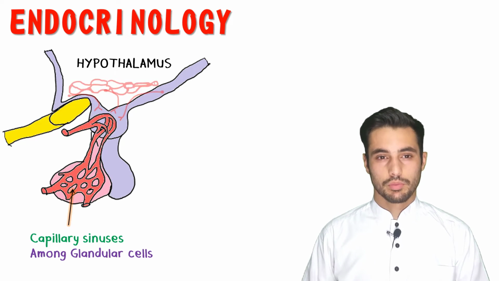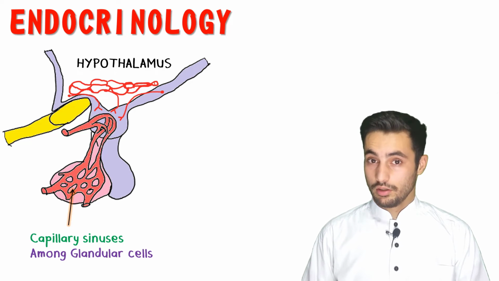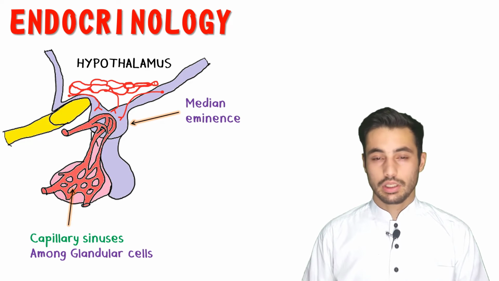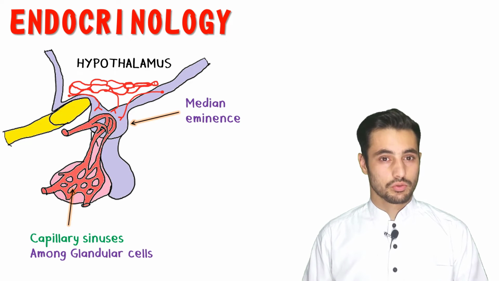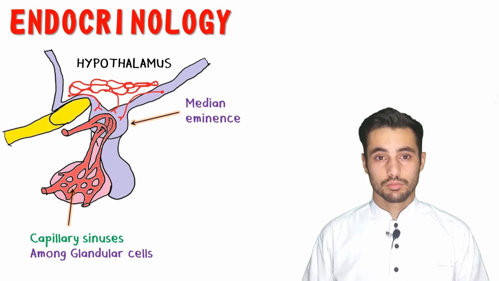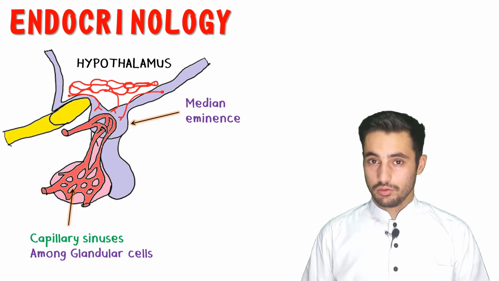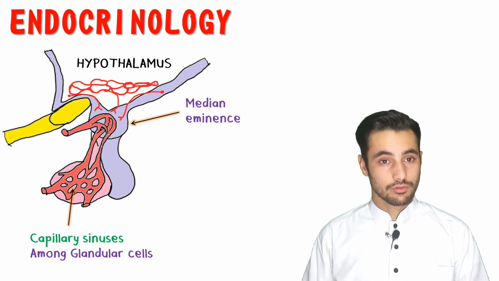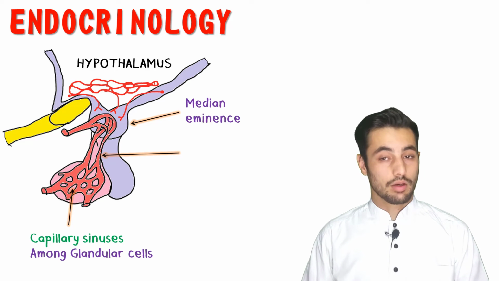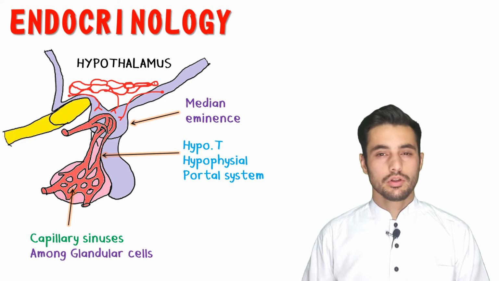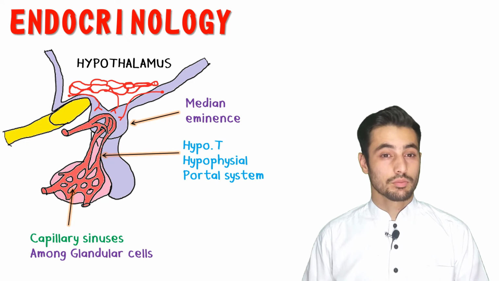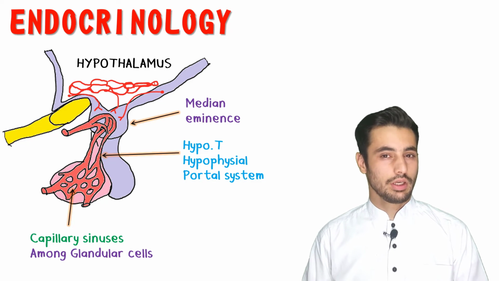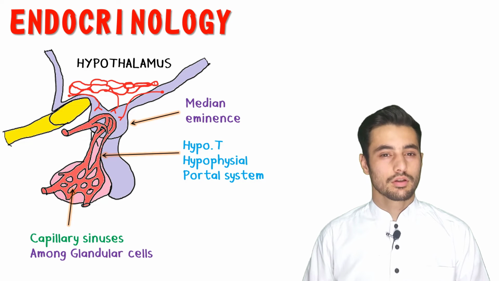We have the capillary beds in the lowermost portion of the hypothalamus. The vessels will penetrate the median eminence. This is a connection between the anterior pituitary and the hypothalamus. The vessels will penetrate the median eminence and form the hypothalamo-hypophyseal portal system. The hormones synthesized in the hypothalamus will travel with the help of this portal system towards the anterior pituitary to release the hormones.